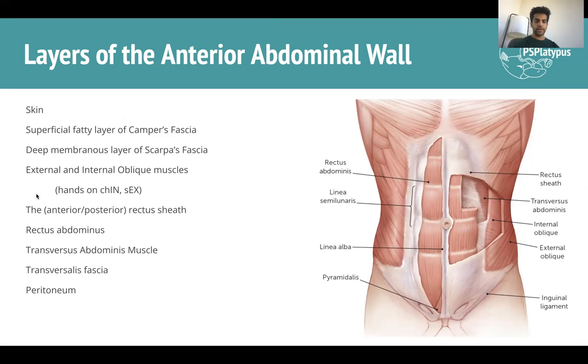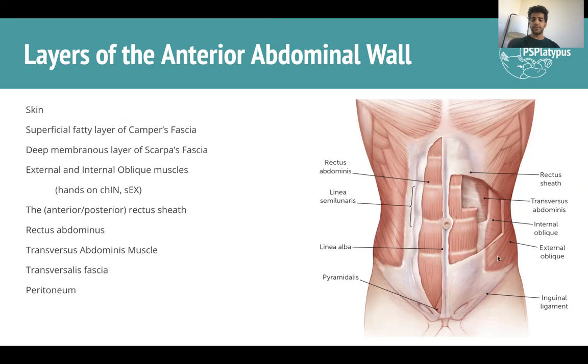Below that, you then have your external and your internal oblique muscles. So what's important to know about these is, first of all, that they're lateral. They're on the sides of your abdomen, and as they come to the middle, they turn into this thing called an aponeurosis, which is just connective tissue connecting the muscles to each other.